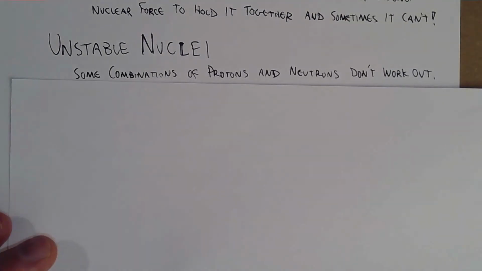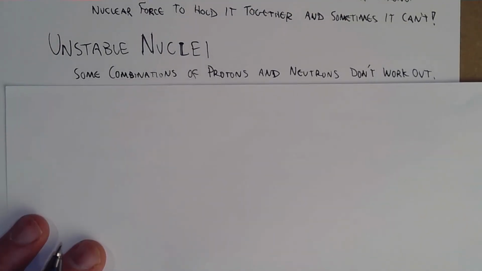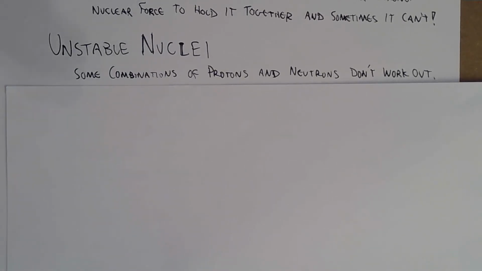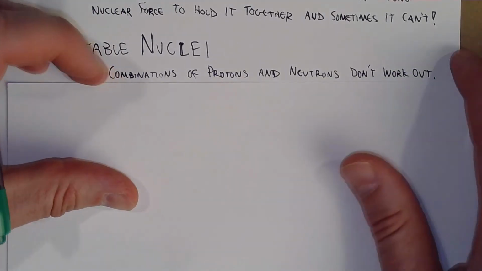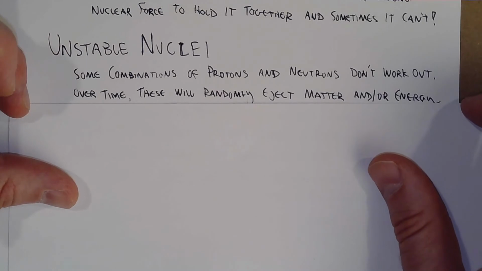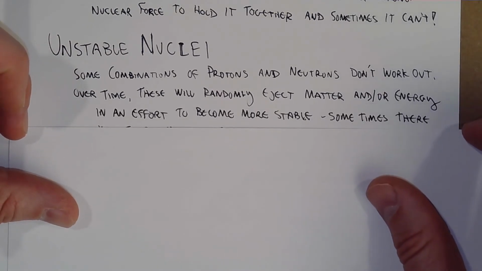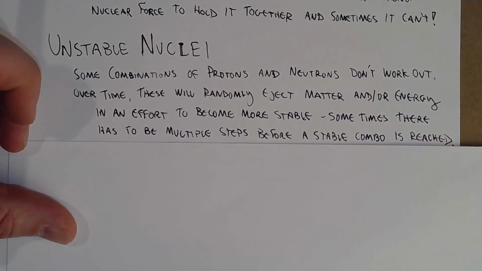Beyond the scope of this lesson is explaining when this works and when it doesn't. But we'll just state for the record that some combinations of protons and neutrons just don't work out. They're not stable. And it doesn't have to be a ginormous number of protons and neutrons. You can have a small number of protons and neutrons and it still be unstable. So it's not just giant arrangements. Some small arrangements are also unstable. And these unstable arrangements will randomly try to make themselves more stable.